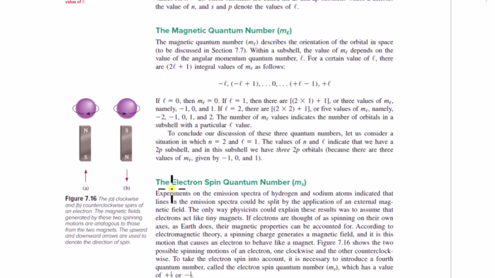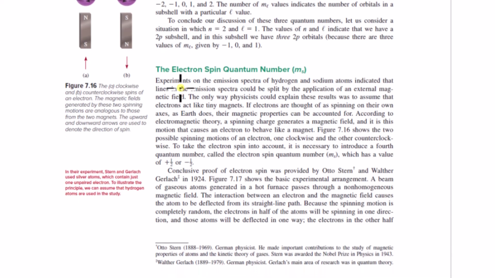But there is a 4th quantum number. So this is the electron spin quantum number M sub S. It says experiments on the emission spectra of hydrogen and sodium atoms indicated that lines in the emission spectra could be split by the application of an external magnetic field. The only way physicists could explain these results was to assume that electrons act like tiny magnets. If electrons are thought of as spinning on their own axes, as Earth does, their magnetic properties can be accounted for. According to electromagnetic theory, a spinning charge generates a magnetic field, and it is this motion that causes an electron to behave like a magnet.